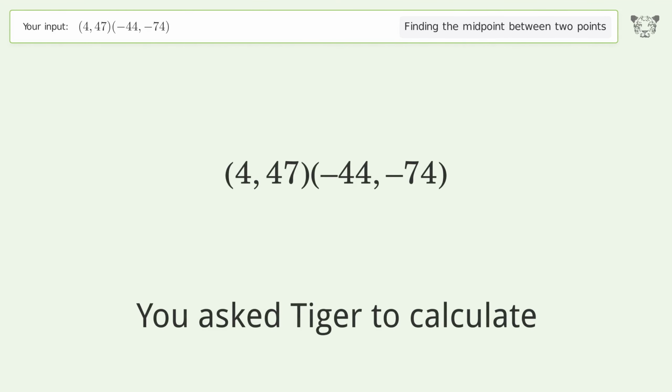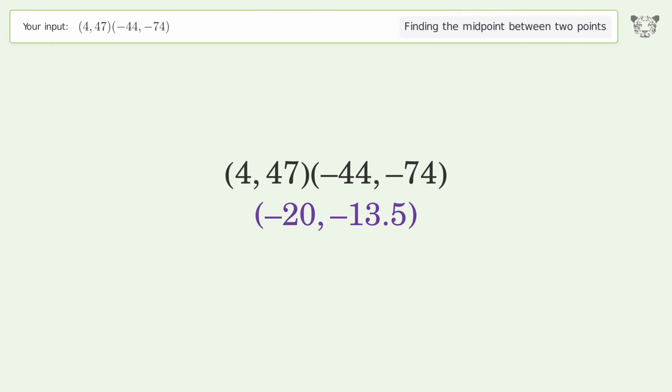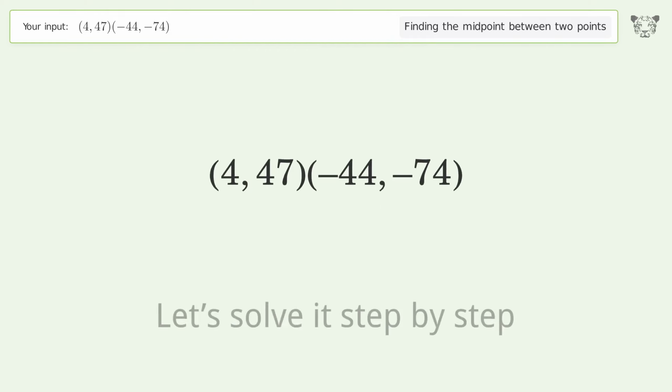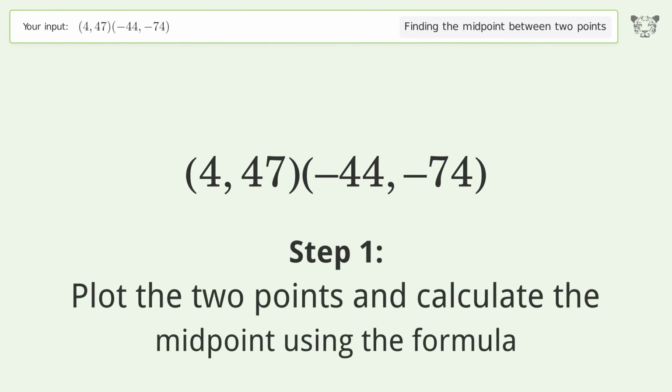You ask Tiger to calculate. This deals with finding the midpoint between 2 points. The midpoint between the 2 points is -20, -13.5. Let's solve it step by step. Plot the 2 points and calculate the midpoint using the formula.